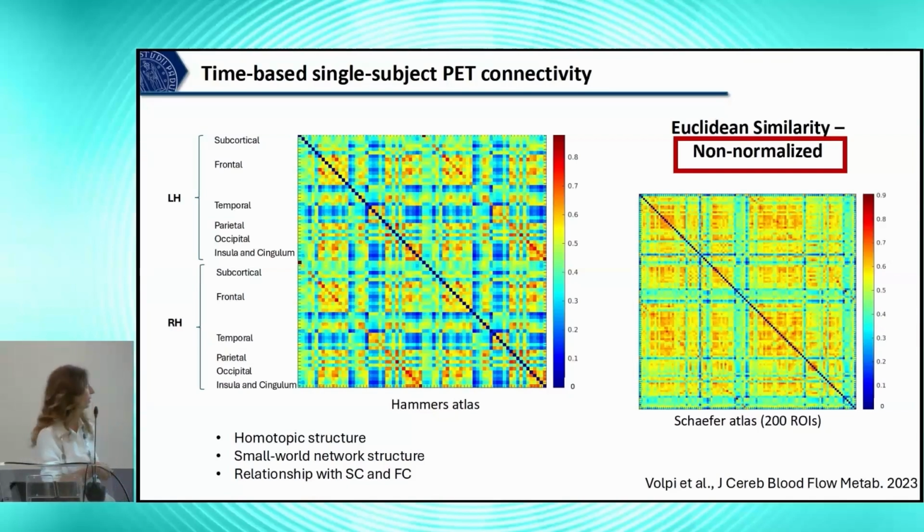Okay, the structure is a homotopic structure. It has small world network properties. So there is a relation between structural connectivity and functional connectivity. The relation is quite good. Sometimes it depends, of course, on the data set. In any case, it's similar to 0.4. So it's a good correlation.